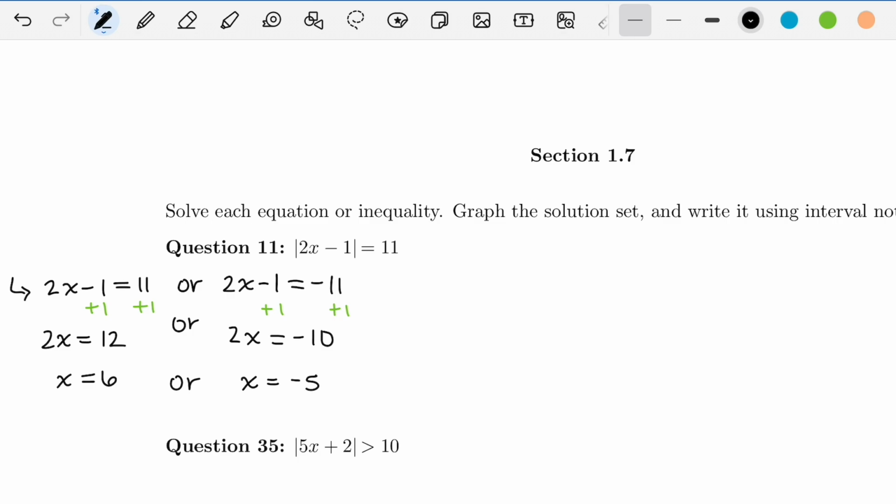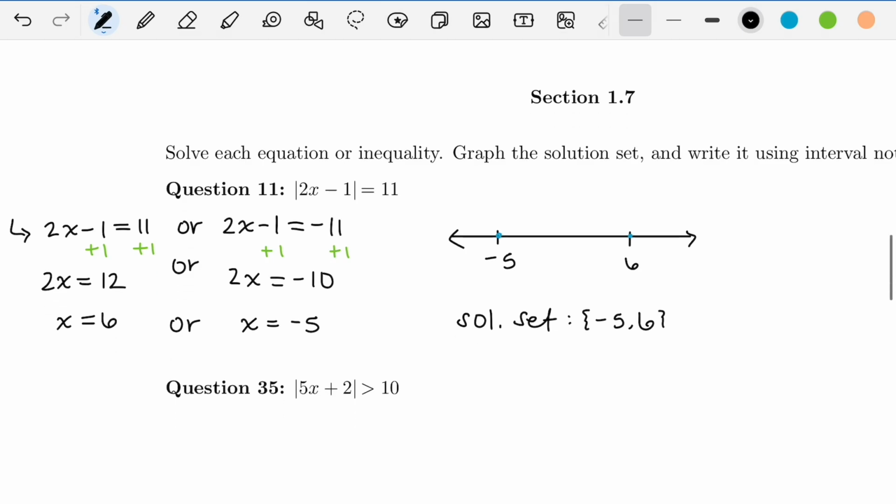So we can plot that on our number line. We know it's just going to look like our number line and then our 2 points here, so -5 and 6. So these are our solutions, and so our solution set is just going to consist of these two numbers, so -5 and 6. All right, so that was the first case.